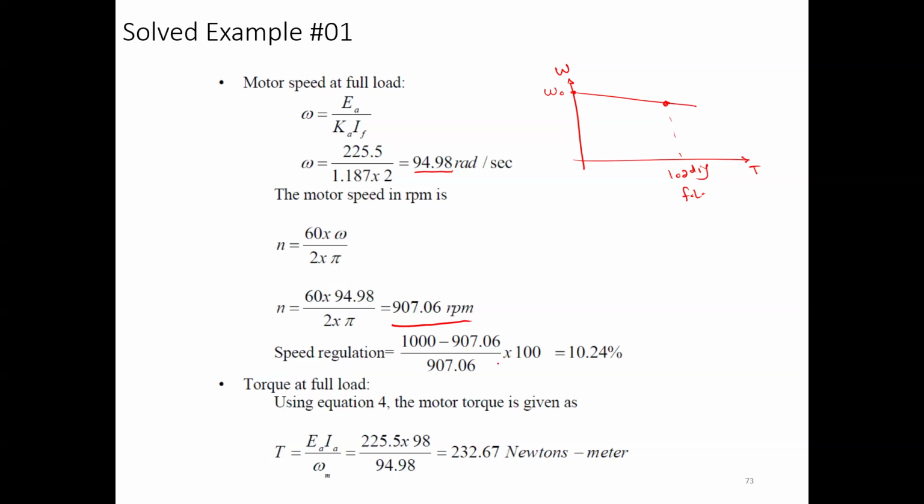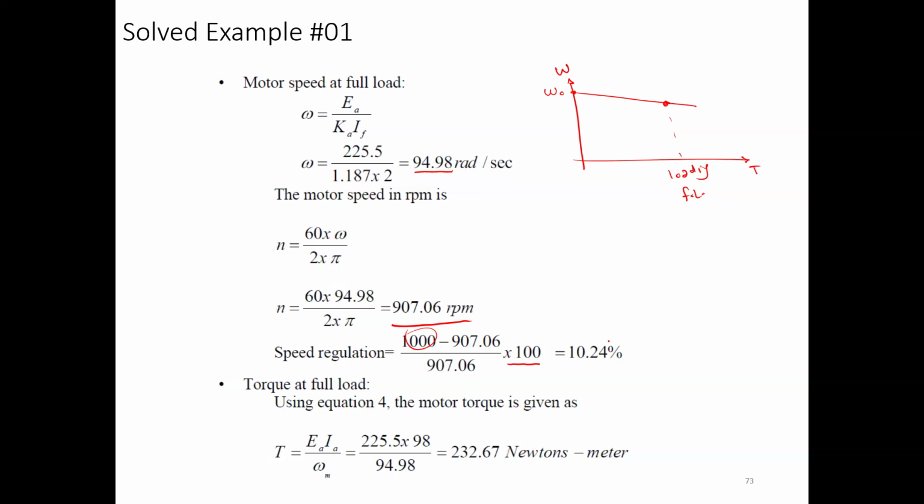So in this case, guys, compared to the volt regulation, all the time the speed regulation is going to be a positive value because no load speed has to be higher than full load speed. So 1000 minus 907 divided by 907, and don't forget to multiply times 100 in order to get it in percent. So the speed regulation is 10.24%.